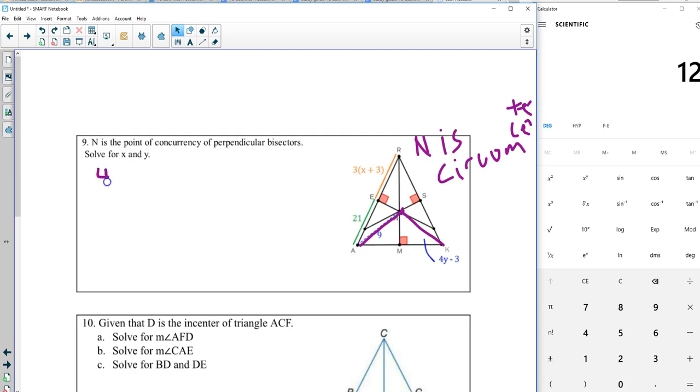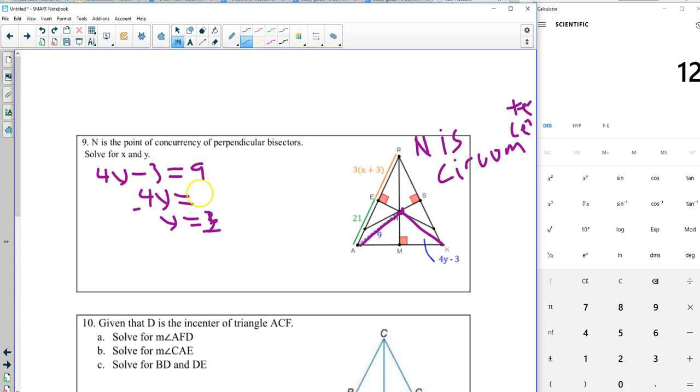So 4y minus 3 is equal to 9. 4y is equal to 9 plus 3, which is 12, because I got to add to both sides. So y is equal to 3, because we divide both sides by 4. Let me make that a little bit better. Now we divide by 4 and we get 3 on both sides.